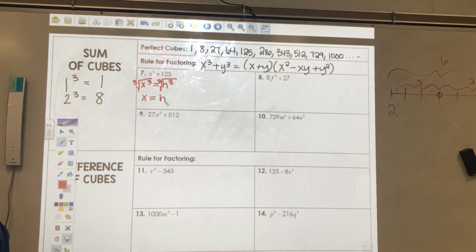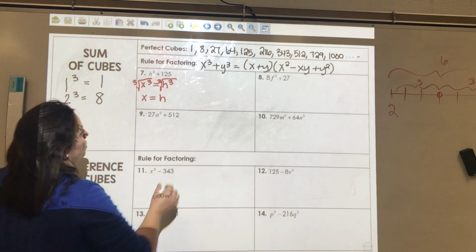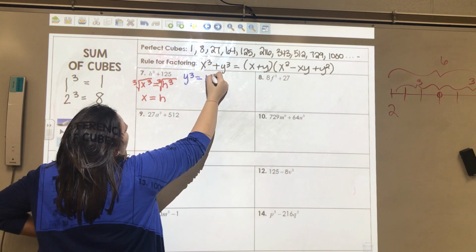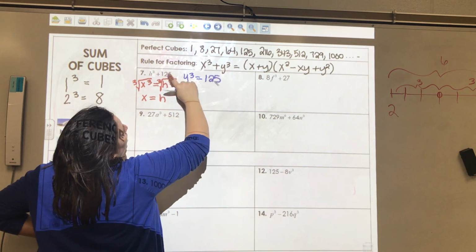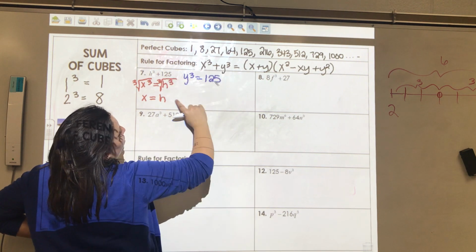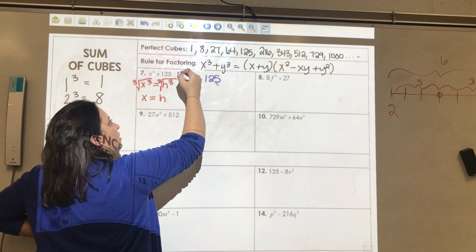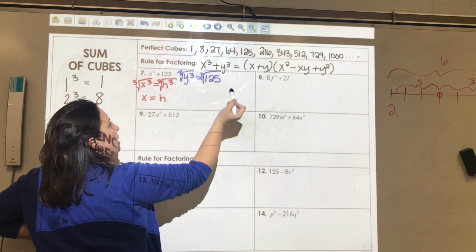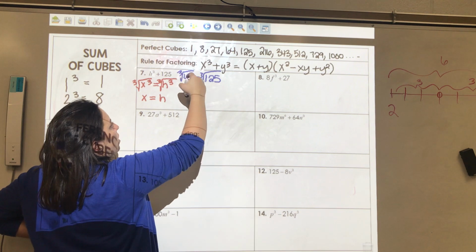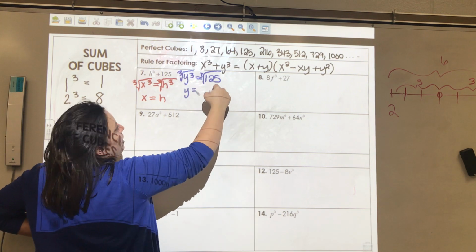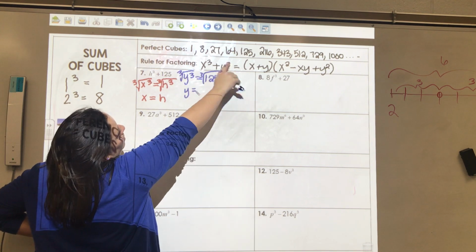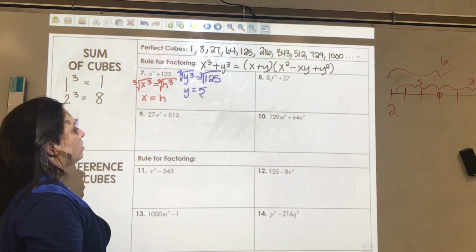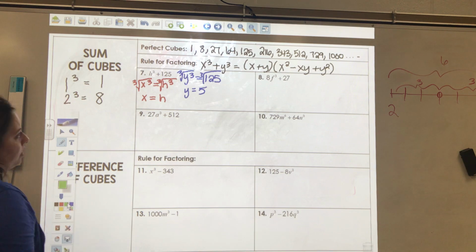Everywhere I've seen x, I can put an h. But we're not done, we still have to do the 125. So right here, we know that y cubed is equal to 125. I know that because y cubed is right here. Now we need to figure out what y equals, so we have to take the cube root of both sides. The cube root of y cubed is simply just y. And the cube root of 125, well, let's see. 1, 2, 3, 4, 5. So y equals 5.